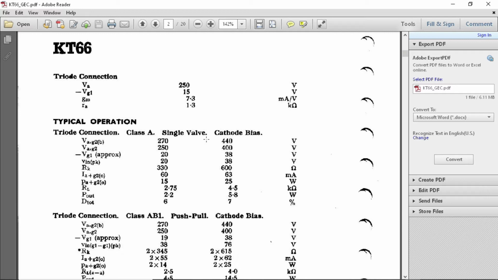So the first is your plate voltage. If you have 440 volts operating at the plate, then you have 400 volts operating at the screen grid, negative 38 at the control grid, and had 38 volts of signal going into the control grid with a 600 ohm resistor at your cathode, you'd get 25 watts out of this, which is actually well over what we want to do. We only want about 10 watts out of this thing.